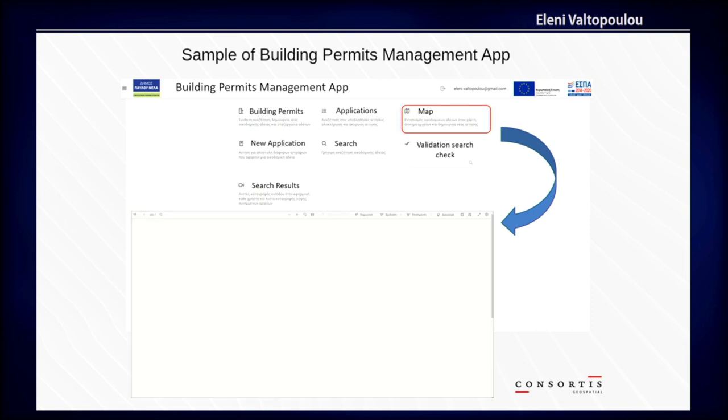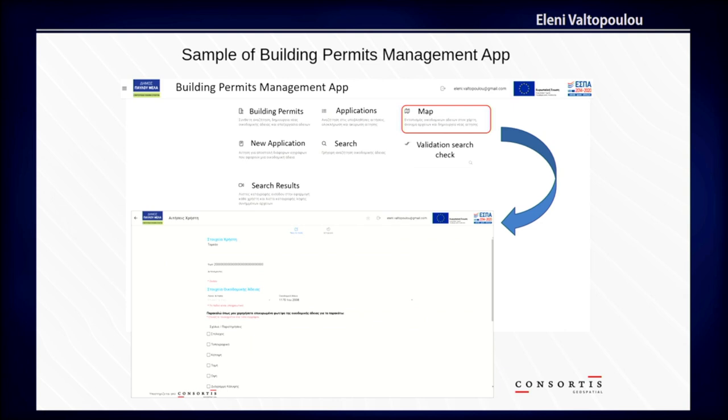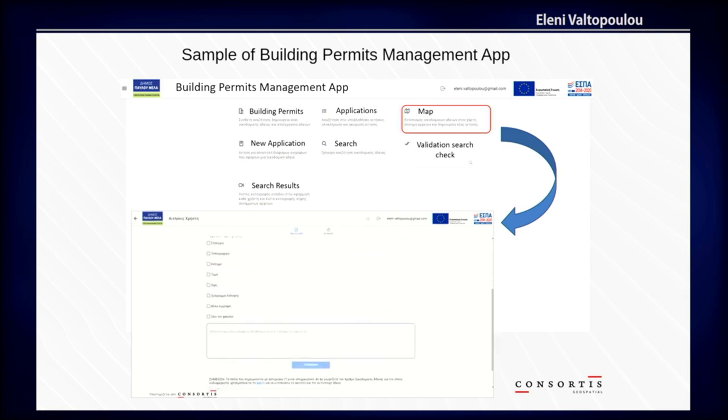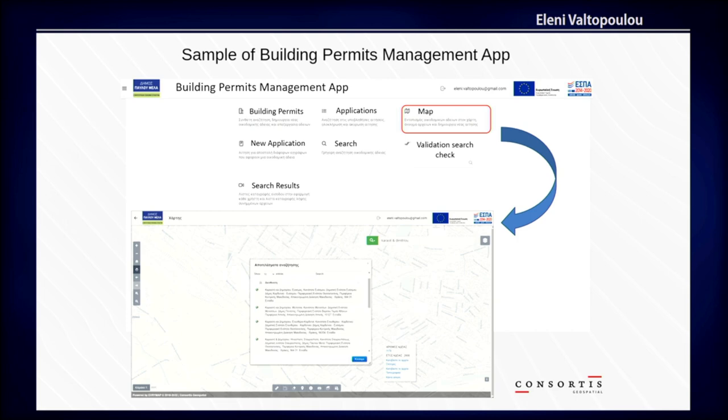Plus, having EVRYMAP embedded here allows the user to get a better feeling. And we've also applied clusters, which is an innovative solution. So we were grouping together the building permits as points, and we color-coded them. And while the user was zooming in, these were breaking down so you could see all the building permits spread on the ground.